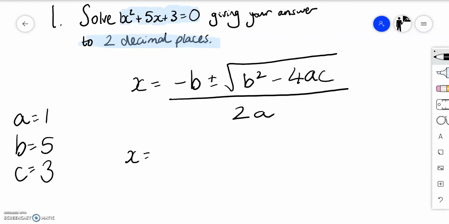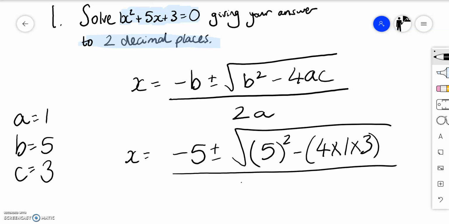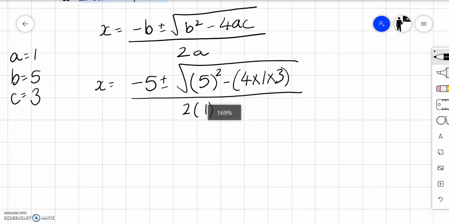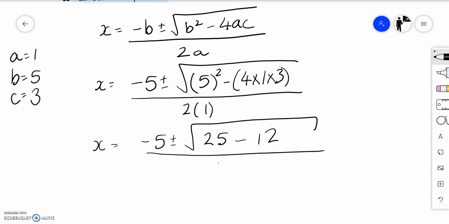If there were any negatives there, we would need to include our negatives. So we'll substitute these values in place of a, b and c. So we're going to have minus 5 plus or minus the square root of 5 squared minus 4 times 1 times 3, and that's all over 2 ones. That would usually be where you would get your first mark. So we're going to get minus 5 plus or minus the square root of 25 minus 12 over 2.